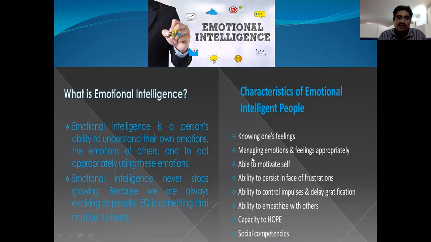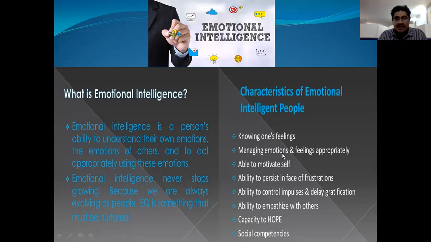Am I right? Coming to the next feature: managing emotions and feelings appropriately. Here, look at this point: understanding our emotions and others' emotions. So here, we manage emotions through this level of understanding.